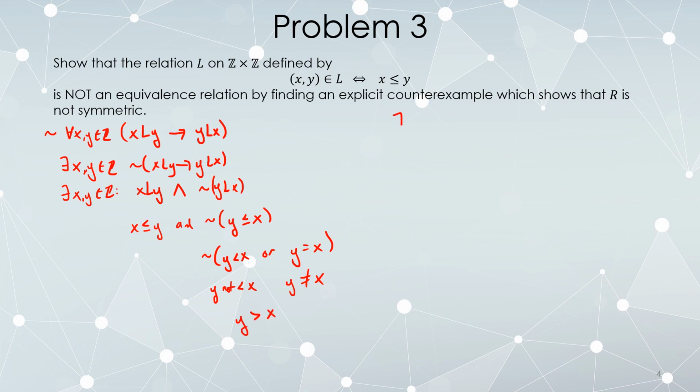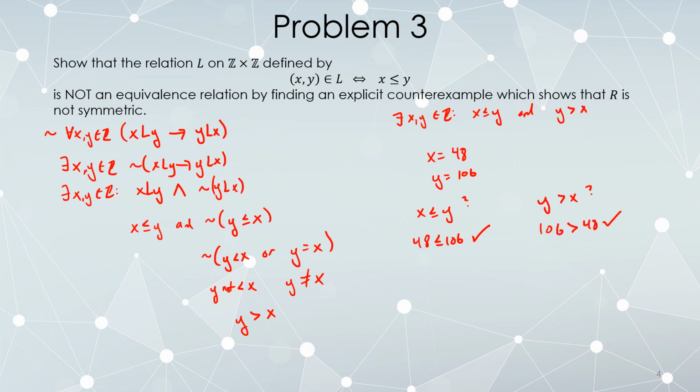So our goal is to find the existence of x and y, which are integers, so that x is less than or equal to y, and y is bigger than x. There's lots of ways to do this. For example, if I let x equal 48, and I let y equal 106, then indeed, is x less than or equal to y? Is 48 less than or equal to 106? Yes. Is y bigger than x? Is 106 bigger than 48? Yes. So for this particular choice of x and y, and again, there's lots of ways you could do it, x is less than or equal to y, but y is not less than or equal to x. In other words, this relation is not symmetric.